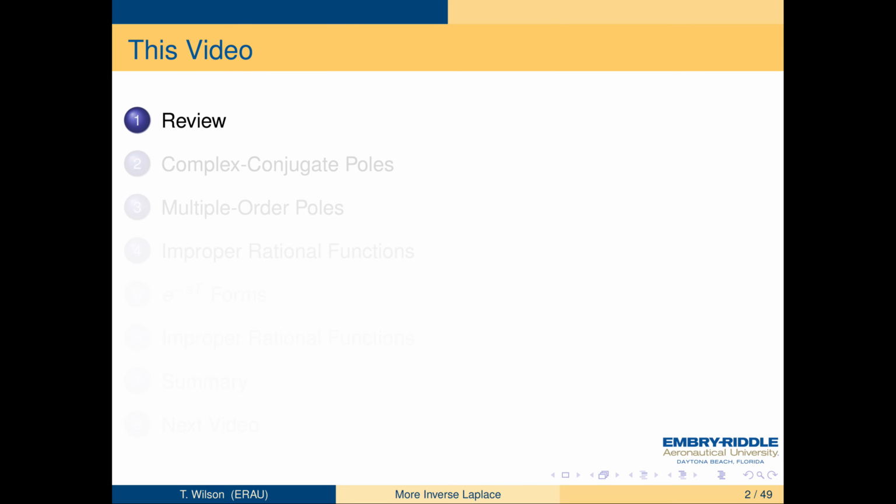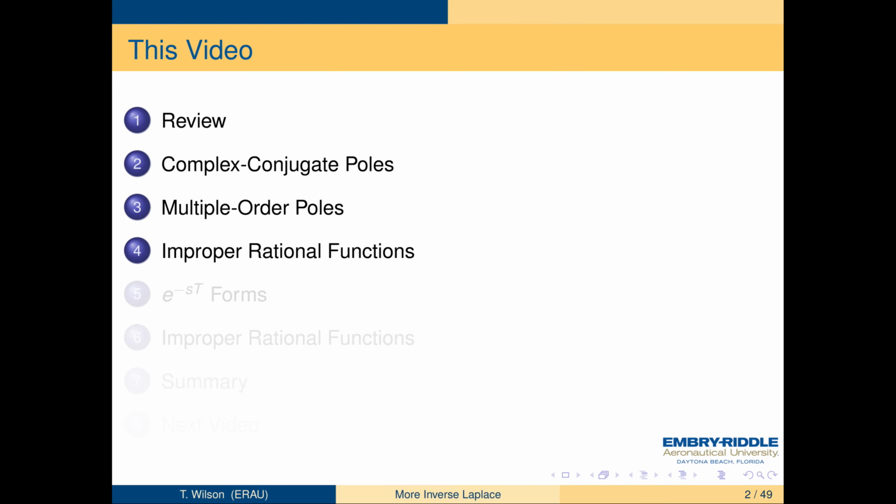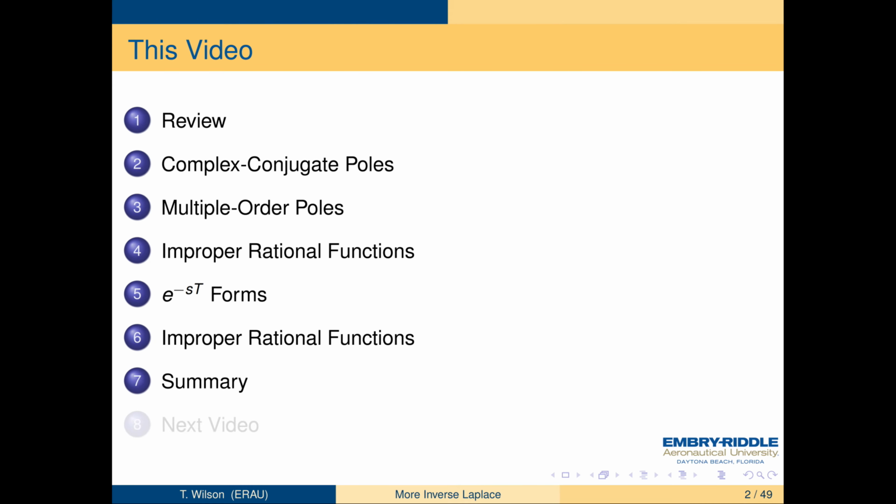In this video, we'll review the highlights of the previous video, discuss the nuances of dealing with complex conjugate poles, examine how to handle multiple order poles, and we'll see how to deal with improper rational functions. We'll look at what to do with e to the minus st terms, we'll summarize what's in this video, and we'll look ahead to what's in the next video.